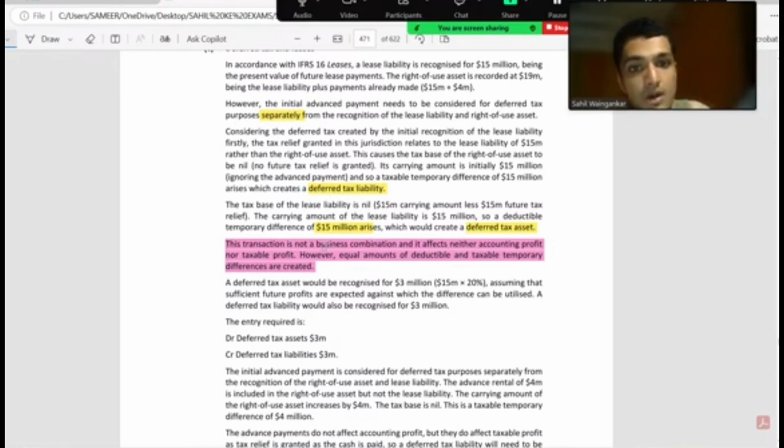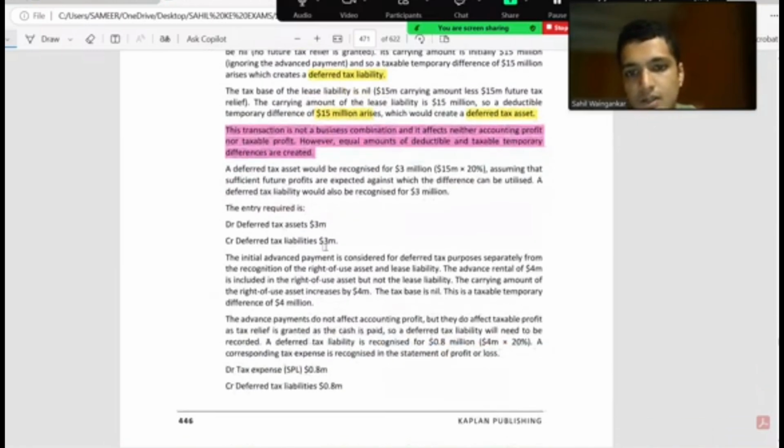However, equal amounts of deductible and taxable temporary differences are created. A deferred tax asset would be recognized for 3 million, assuming that sufficient future profits are expected against which the difference can be utilized. A deferred tax liability would also be recognized for 3 million. So this becomes deferred tax asset account debit to deferred tax liability account.